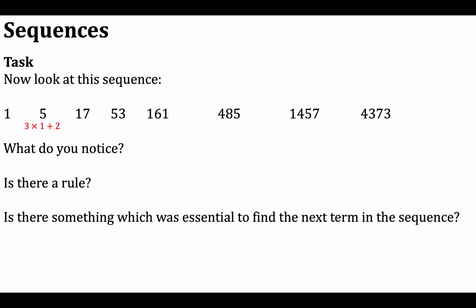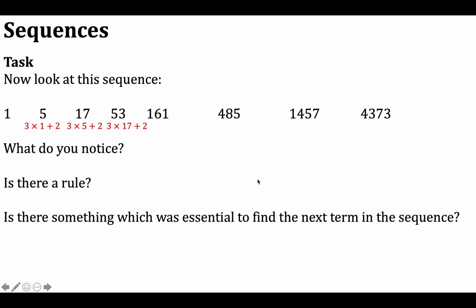Okay, so hopefully you've noticed that, for example, the 5 here is 3 multiplied by the previous term, and then you have to add 2 to that. For the third term, 17, that's 3 multiplied by 5, adding 2 as well. For 53, 3 multiplied by 17, add 2. So it's all dependent on the previous term. So the previous term is absolutely essential to find the next term. So obviously the rule here is what I've said, it's 3 multiplied by the previous term and we add 2.